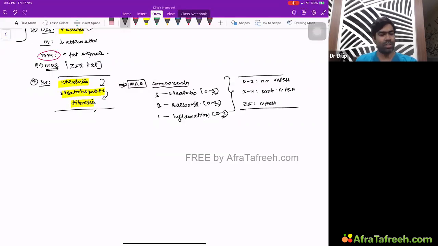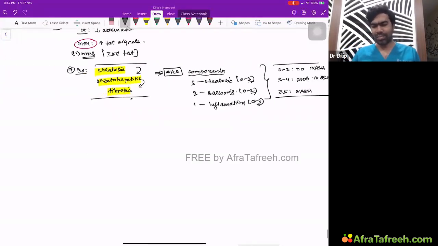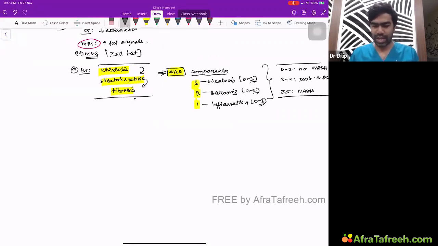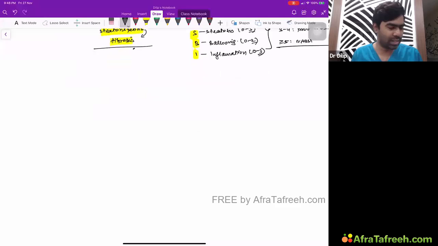Again, in the absence of significant alcohol history, and if you do not have any other conditions that produce steatosis, in that condition you can tell about NASH. Then you have a separate fibrosis score also, but it's not important for you. But these components of the NAFLD activity score are very important and you will be asked in exams. So SBI is the mnemonic. S stands for steatosis, B stands for ballooning, and I stands for lobular inflammation.